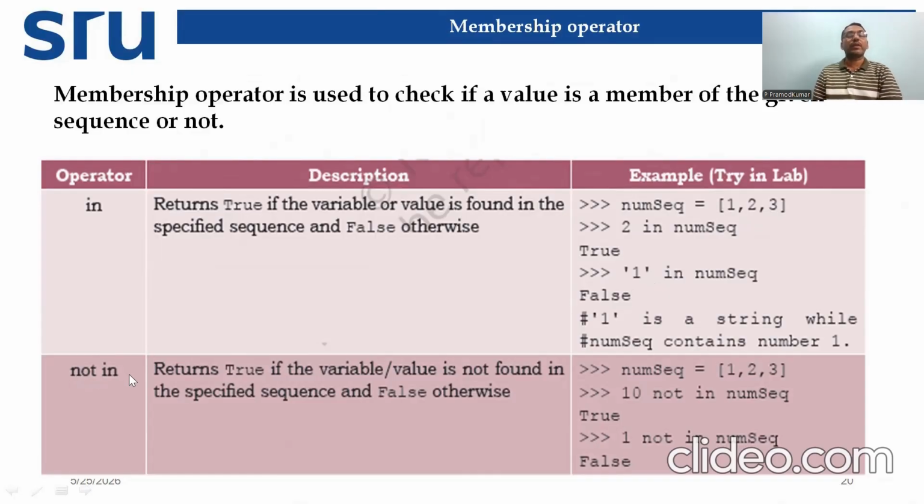Then the next one is not in. It returns true if the variable or the value is not found in the specified sequence. Otherwise, it returns false. Coming to the same example, number sequence is 1, 2, 3. I would like to check whether 10 is not in number sequence or not. Of course, 10 is not present in number sequence. Hence, it returns result as true. Now, 1 not in number sequence. Of course, this is false because 1 is present in the sequence. Hence, it has given result as false. So basically, the membership operator is to check whether a particular value is a member of that sequence or not.